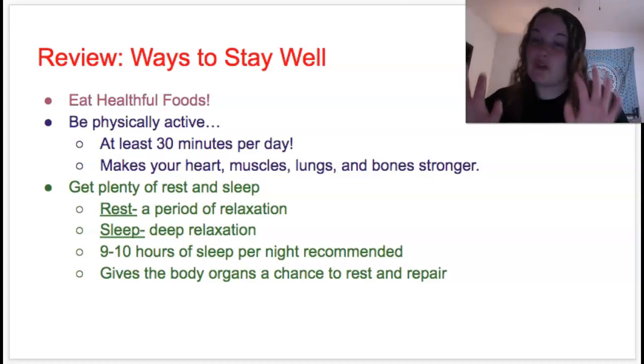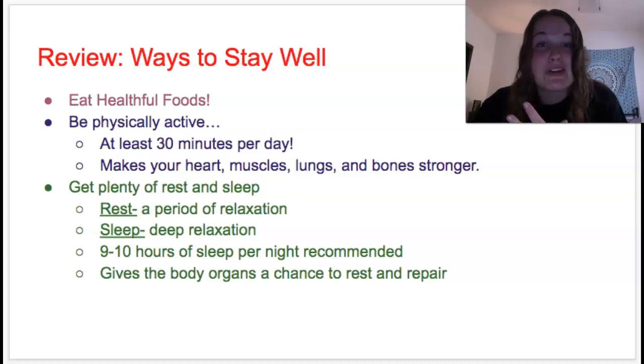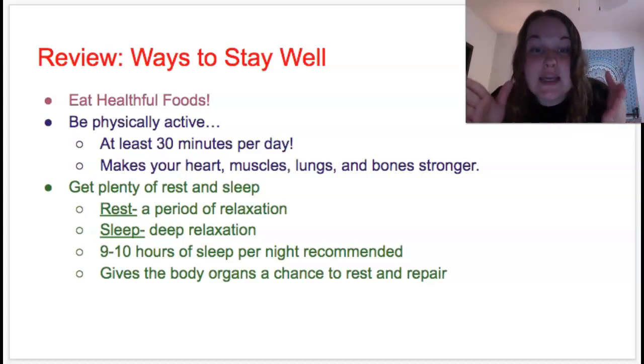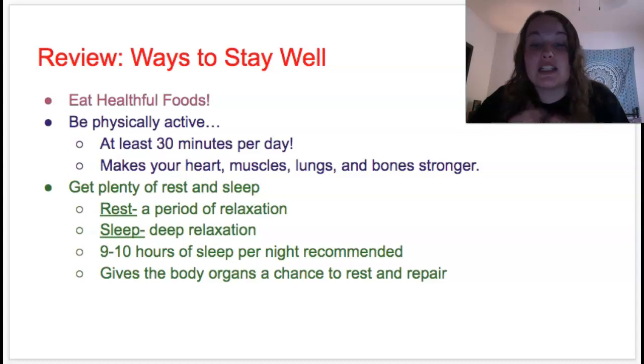There's a difference between rest and sleep. Rest is a period of relaxation, and sleep is a period of deep relaxation. 9 to 10 hours of sleep per night is recommended. When you sleep, it gives your body organs the chance to rest and repair.